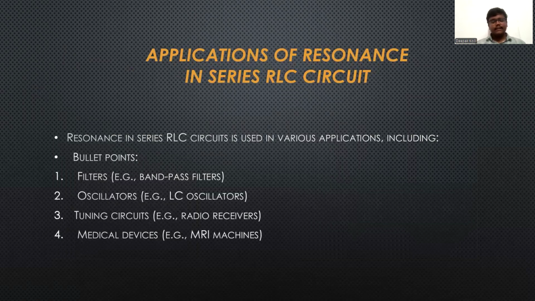Applications of resonance in series RLC circuit. Resonance in series RLC circuit is used in various applications. It is a very useful application in our day-to-day life. This includes filters, for example band pass filters, and oscillators, for example LC oscillators, which are highly used. Tuning circuits, for example radio receivers, and medical devices such as MRI machines. Many more medical devices contain this resonance in series RLC circuit.